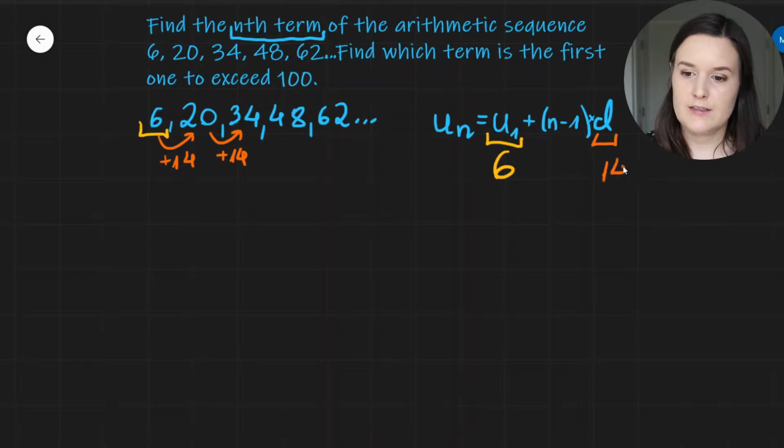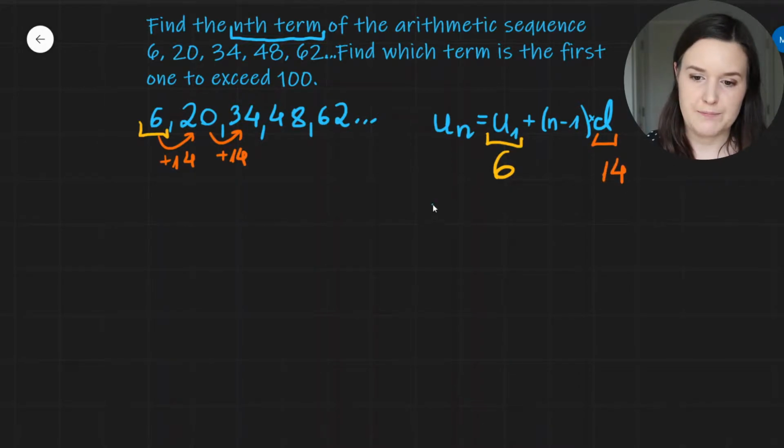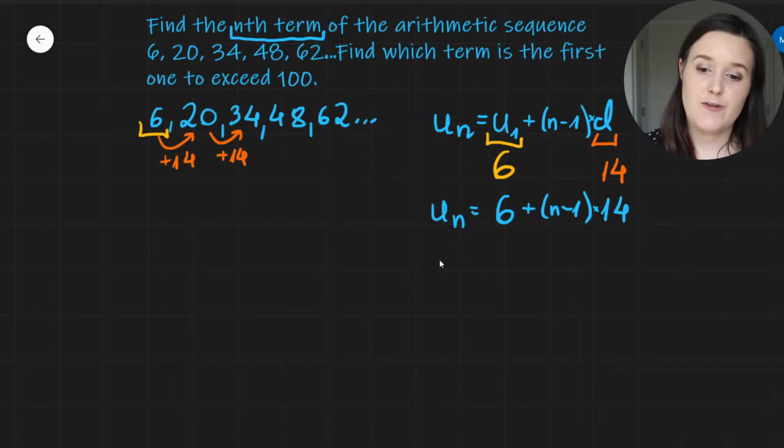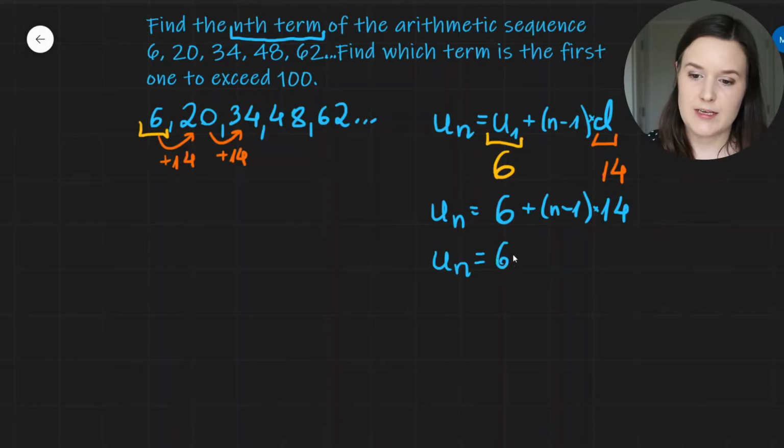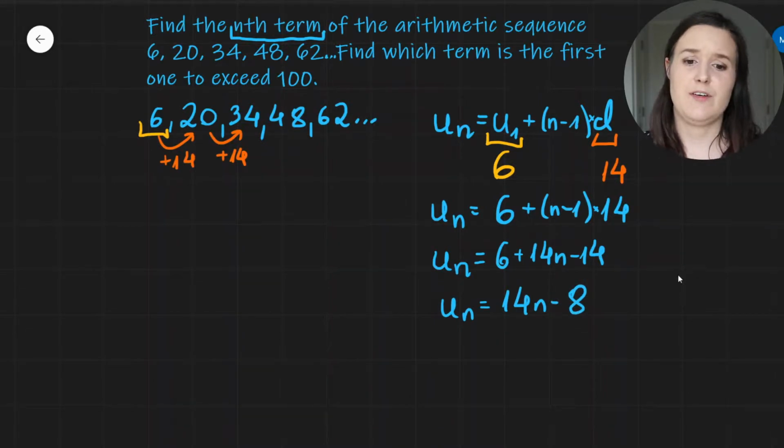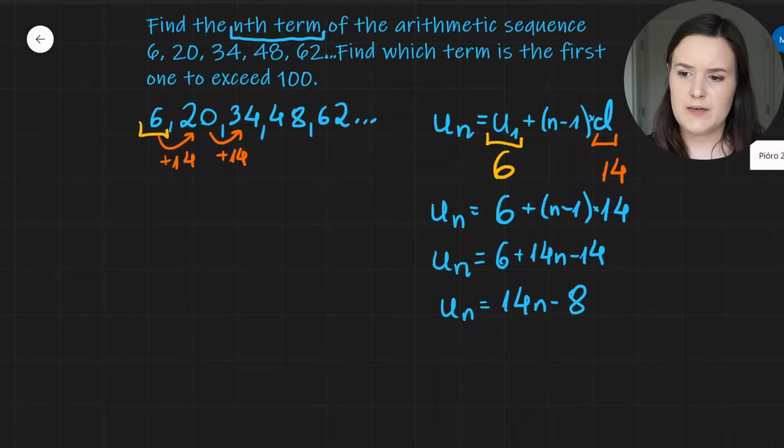d is 14, so I can write down the formula. Un is 6 plus n minus 1 times d, which is 14. I can simplify this formula, and I will have 6 plus 14n minus 14, which is basically 14n minus 8. That's the formula for the nth term. Why do we need this formula?